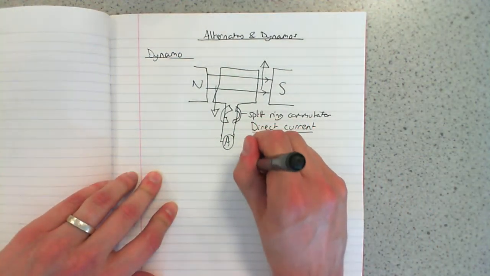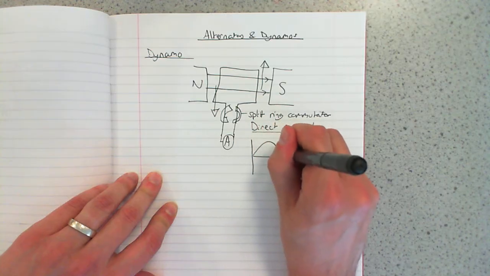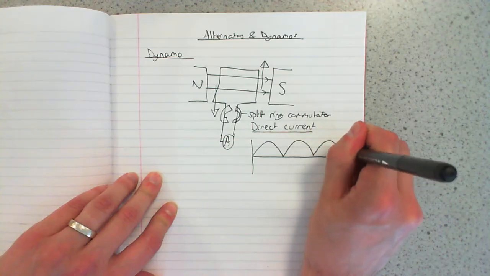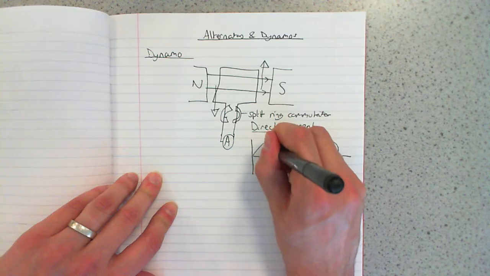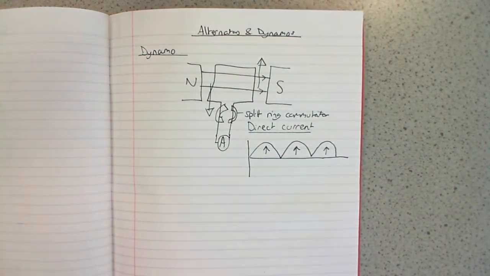So if we were to graph direct current, it's going like that, but it's always in the same direction. In this case, it's always in the upwards direction. So that's how a dynamo generates direct current.